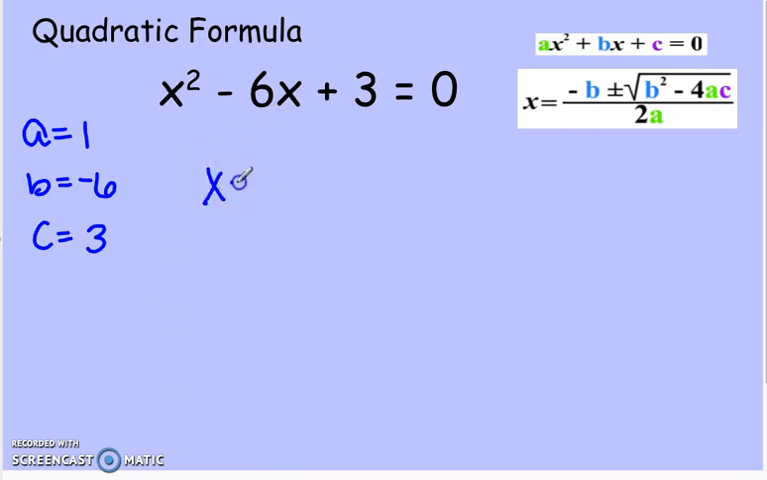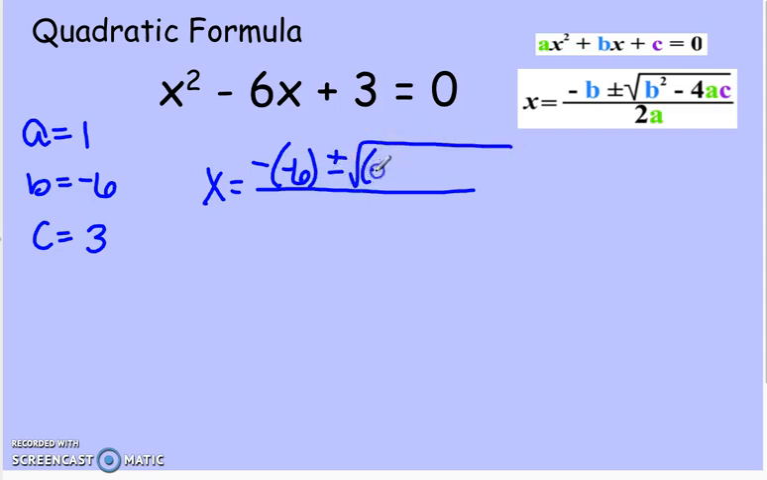Okay, so the quadratic formula, x equals, make a nice fraction bar here. Now, when b is a negative number, you have to plug it in parentheses. So you're going to put negative, and then you're going to plug in negative 6 in parentheses, plus or minus the square root of negative 6, because that's b in parentheses, squared, minus 4 times a is 1 times c is 3. On the bottom, we have 2 times a, which is 1.